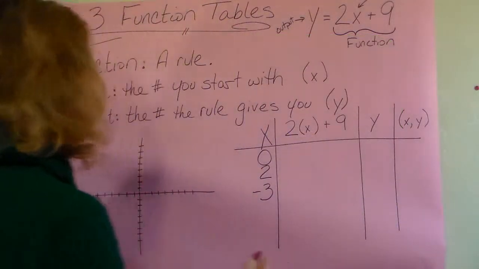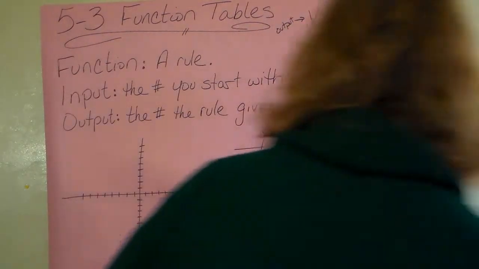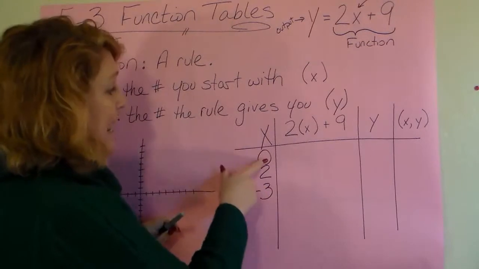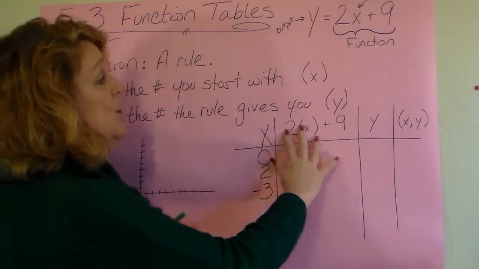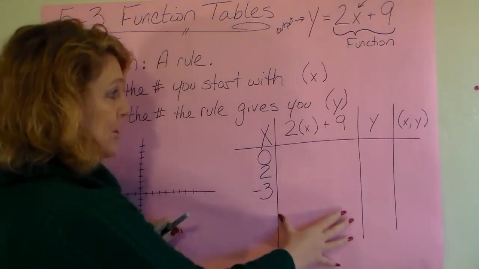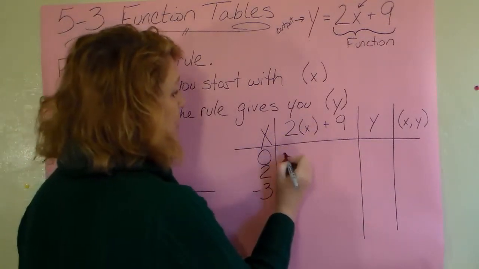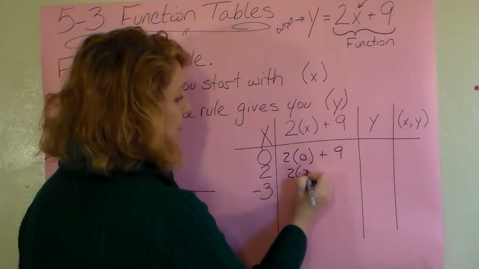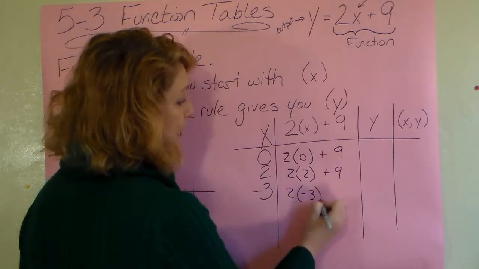So we're going to start out with a basic rule. Our rule here is 2x plus 9, and I've been given x's. I have a 0, I have a 2, and I have a negative 3. These are my x's. So when I work my rule, I want it to look like this. I'm going to say 2 times 0 plus 9. 2 times 2 plus 9. 2 times negative 3 plus 9.